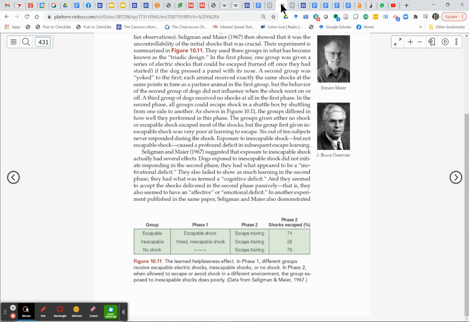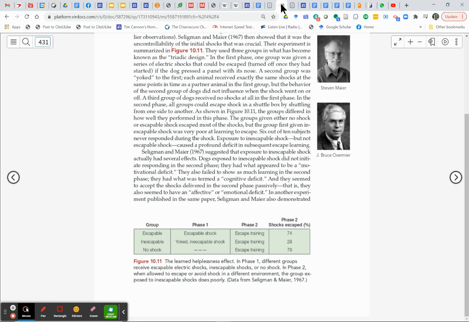So phase one, you have escapable shock, yoked inescapable shock, and no shock. And then in phase two, they get escape training. And you can see that the animals who had escapable shock or no shock learned to spin that wheel very well. Whereas the animals who had experienced inescapable shock, which, by the way, I believe produces analgesia, don't respond all that well. They did some of this research with dogs and shuttle boxes, but that did not get them good press.